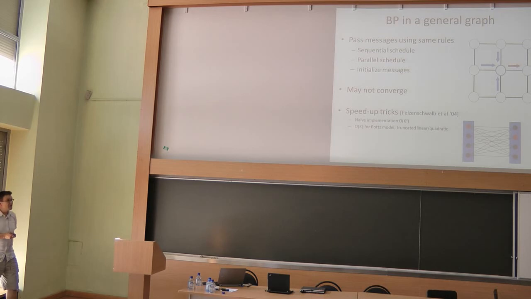One important speed-up trick for these message passing is if you have certain potentials, like a Potts model for the pairwise term, or what we had before, a truncated linear. Remember these pairwise terms, where it's a form like this here. Then you can compute these messages in linear time compared to quadratic.